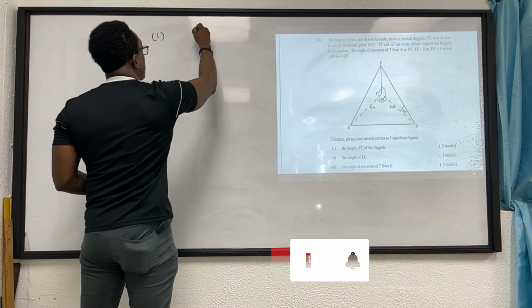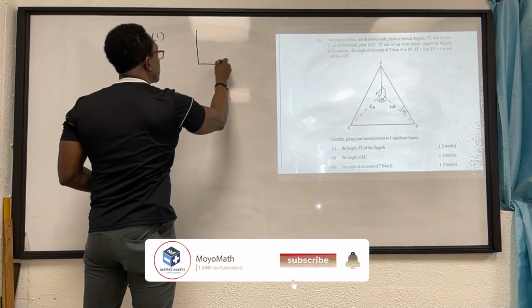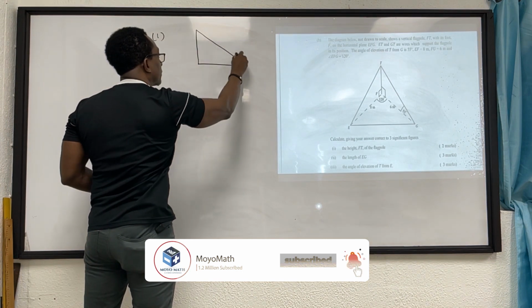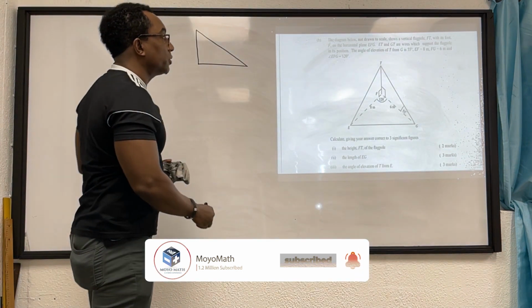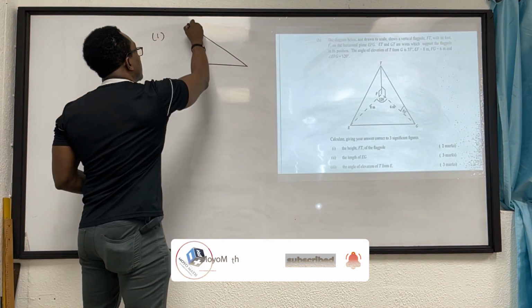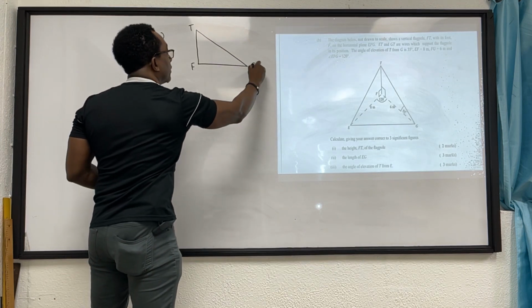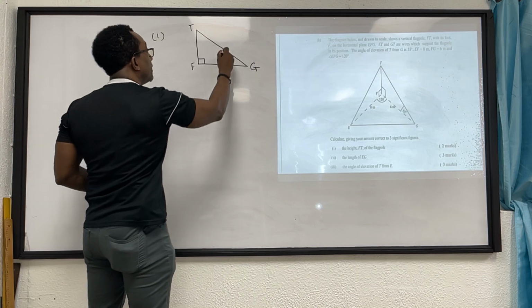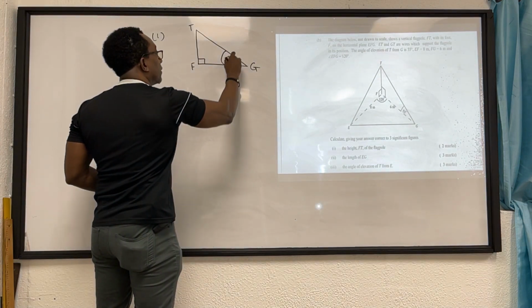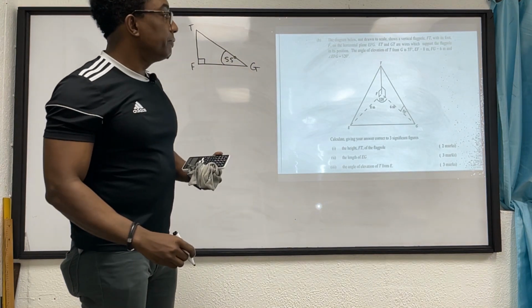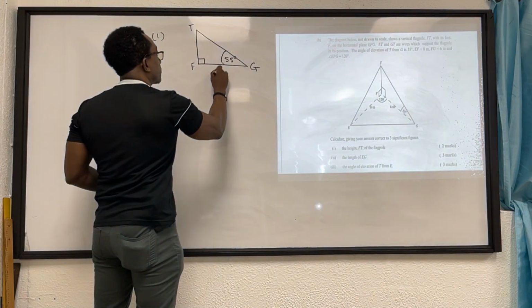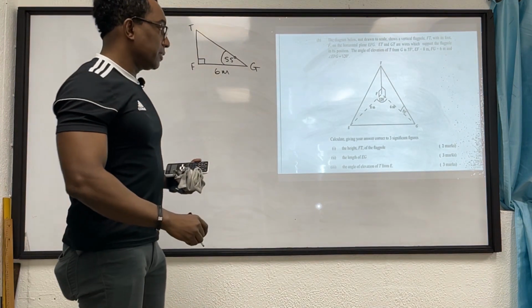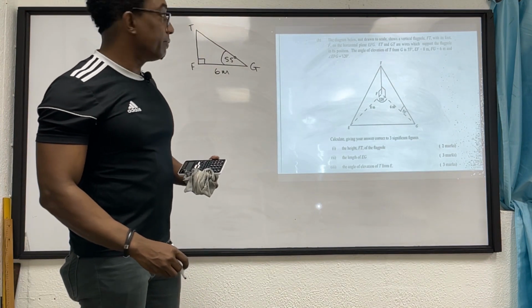So I'm going to take out that triangle. So this here is your triangle FTG. This angle here, it's 55 degrees. We know that FG, it is 6 meters. So let's find the height of that flagpole FT.